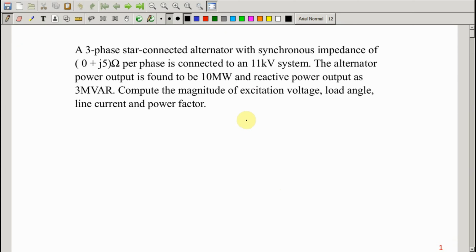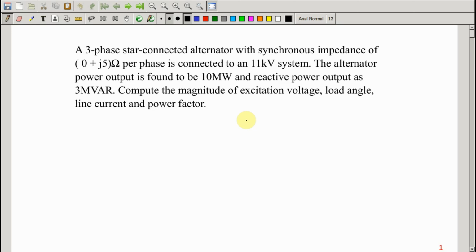Welcome all of you. We are in the process of solving a numerical problem on synchronous machine. Here we will be solving a numerical problem on three-phase star connected alternator. As you can read in the problem, we have been given a three-phase star connected alternator with synchronous impedance of 0 plus J5 ohm per phase and is connected to an 11 kilovolt system.